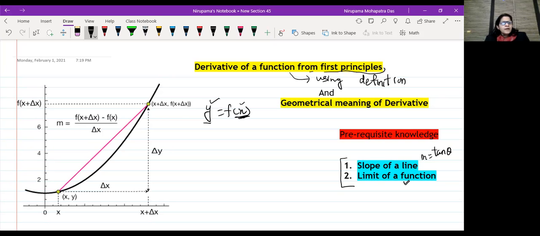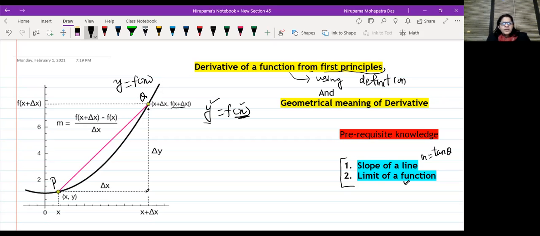See, this is the curve. I can take it as y equal to f(x), a curve. So let us take 2 points. One point is P(x, y). The other point is Q(x plus delta x, f of x plus delta x).